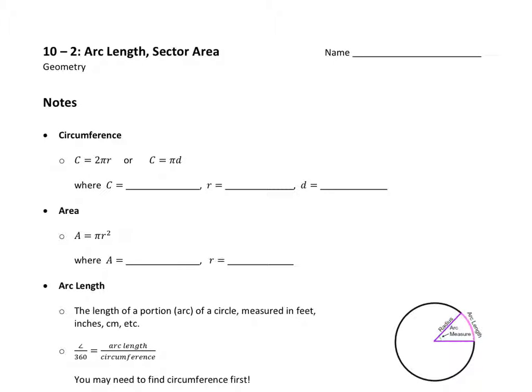Hi everyone, today we're going to be looking at arc length and sector area, but before we get there we need to talk about two important formulas, both of which are on your reference sheet, one of them for circumference and one of them for area. Circumference is the distance around a circle. It's kind of like the perimeter, except it's got a really special name for circles, and it's the distance around the center, or around the circle.